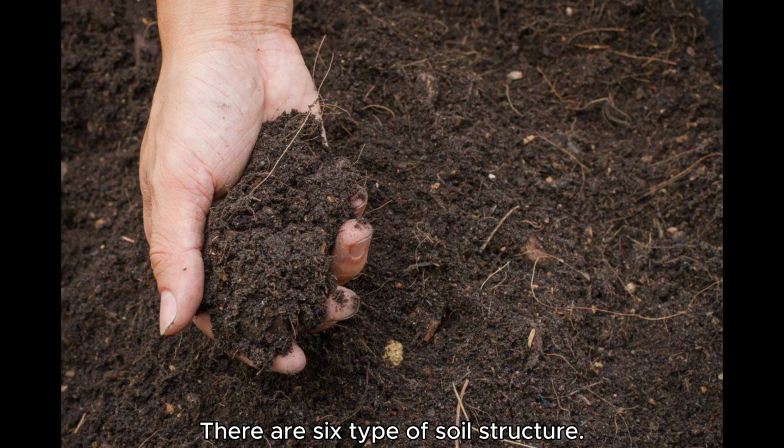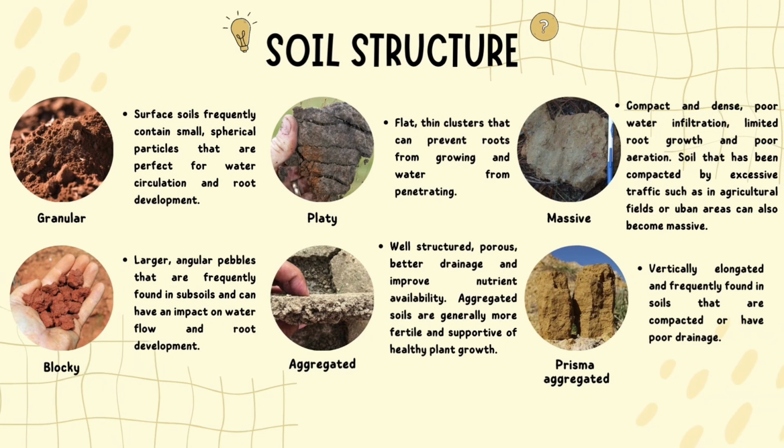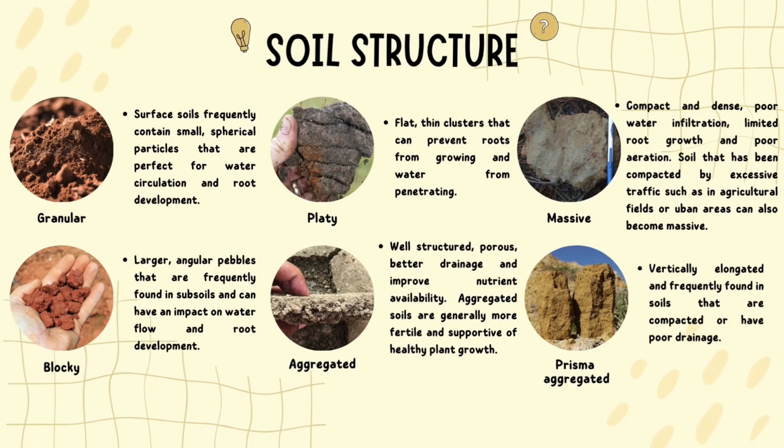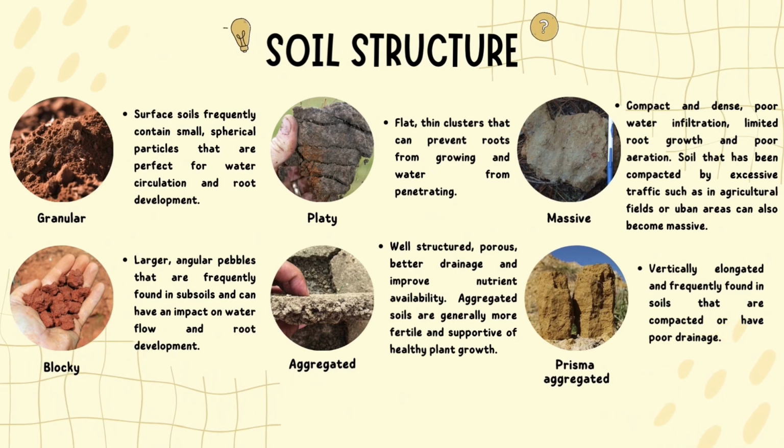There are 6 types of soil structure. The first one is granular. Surface soils frequently contain small, spherical particles that are perfect for water circulation and root development. The second one is blocky soil. It has larger, angular pebbles that are frequently found in subsoils and can have an impact on water flow and root development. The third one is platy soil. It has flat, thin clusters that can prevent roots from growing and water from penetrating.